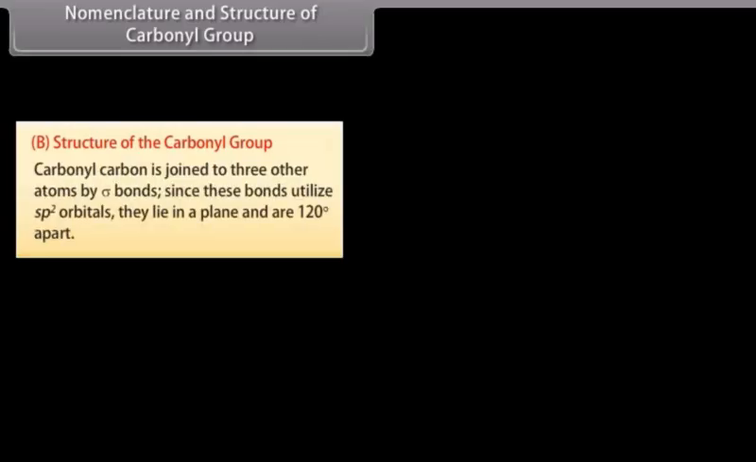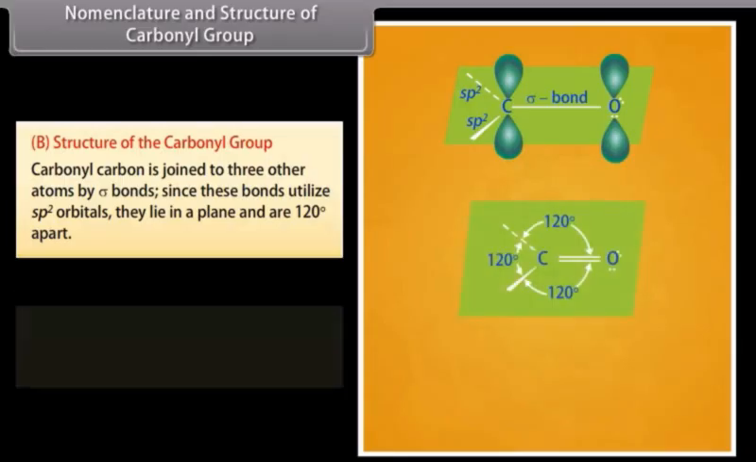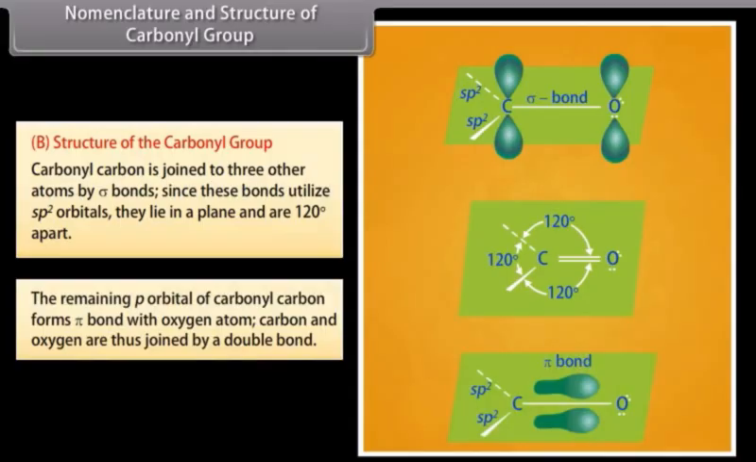Structure of the carbonyl group. Carbonyl carbon is joined to 3 other atoms by sigma bonds. Since these bonds utilize sp2 orbitals, they lie in a plane and are 120 degrees apart. The remaining p orbital of carbonyl carbon forms a pi bond with oxygen atom. Carbon and oxygen are thus joined by a double bond.